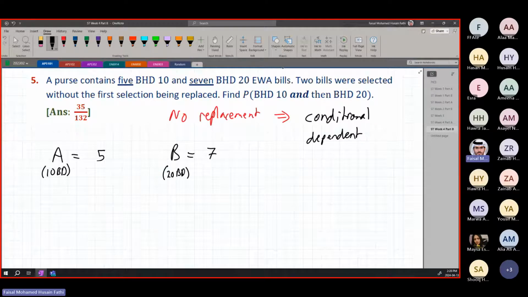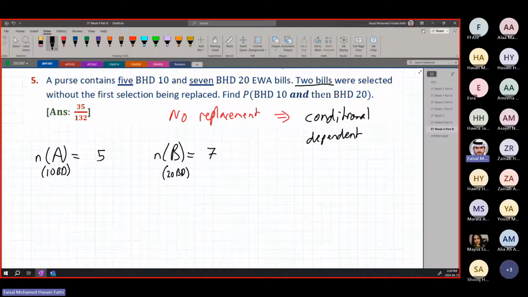20 BDs, 7, all right? Or in other words, we can say that this is the N, the cardinality of the sets, all right? So 2 bills were selected without the first selection being replaced. So it is happening 2 times, okay?